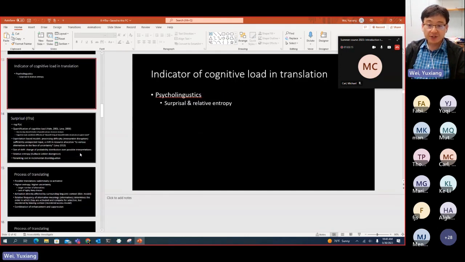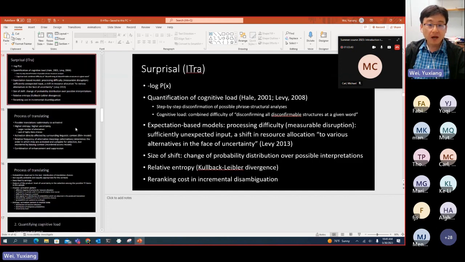In terms of indication of cognitive load, we can perhaps refer to some of the classic psycholinguistic studies that make use of surprisal and relative entropy, especially with regards to disambiguation, or particularly structural disambiguation. So surprisal is something that I'm going to explain in the next slide. Surprisal can perhaps be approximated in the CRITT database as ITra. Mathematically, the surprisal concept is simply defined as the negative logarithm of a probability.